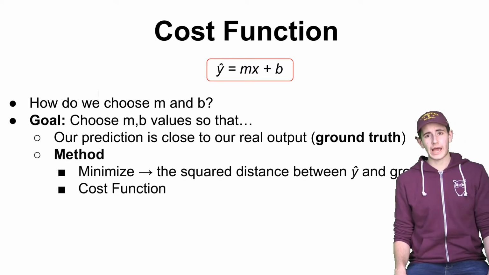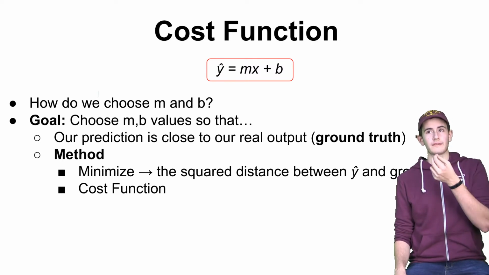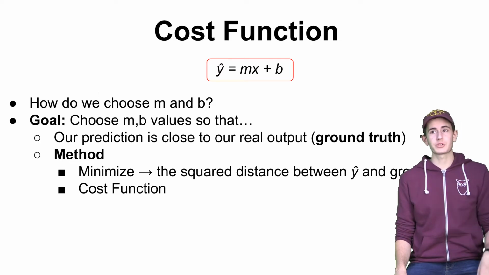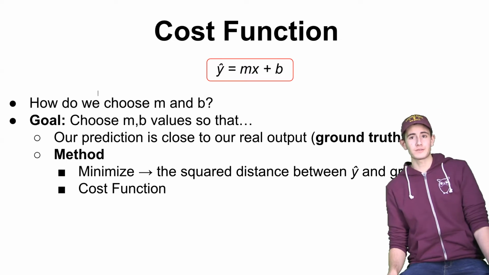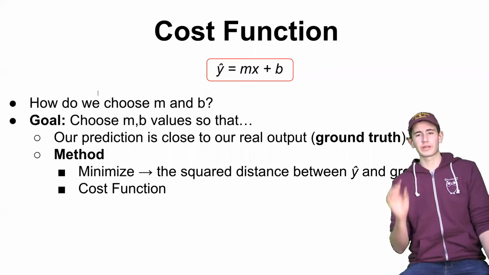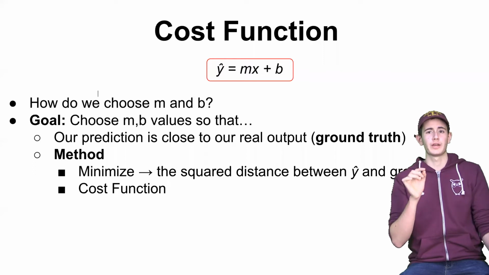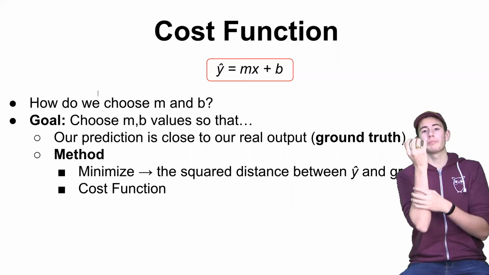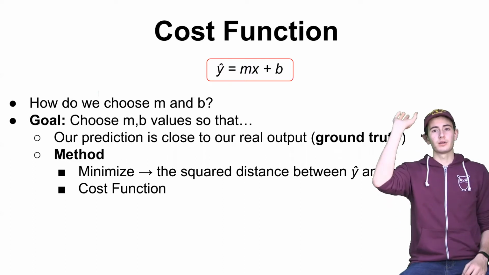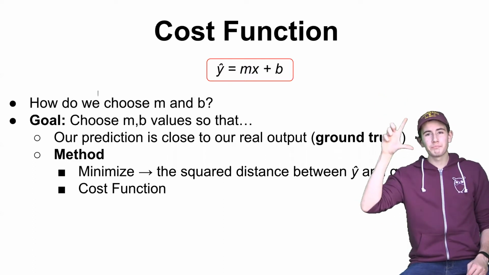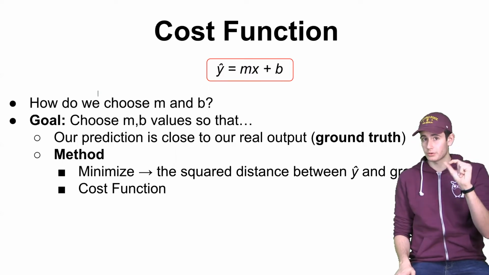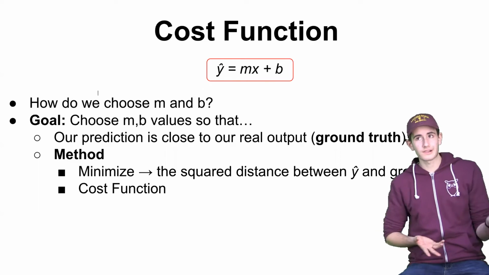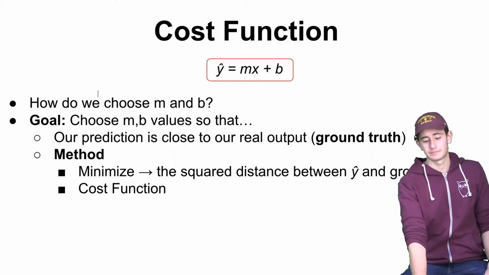Well, the cost function allows us to evaluate the error of our model. And the error is measured by the squared distance between y hat, which is our prediction, and our ground truth. And we'll get into the equation of the cost function in just a minute. But the overall goal is we're measuring the distance between our prediction and the ground truth and trying to minimize it, meaning we want our model to be as accurate or as close to the ground truth as possible. So what is this cost function? How is it formulated mathematically?